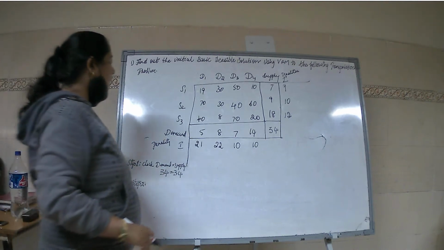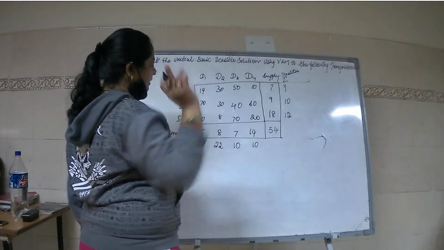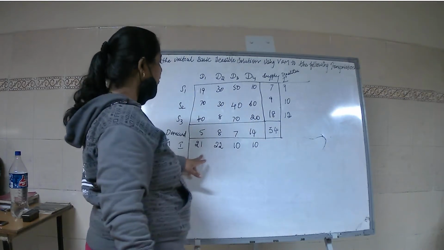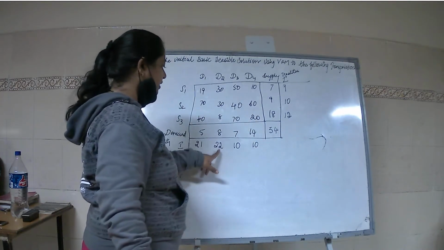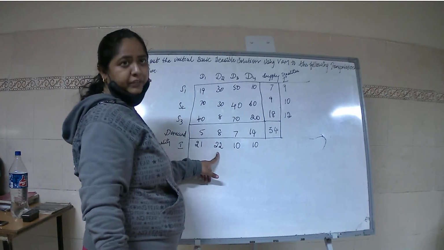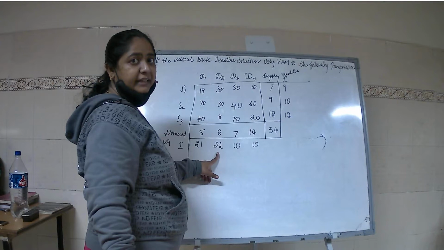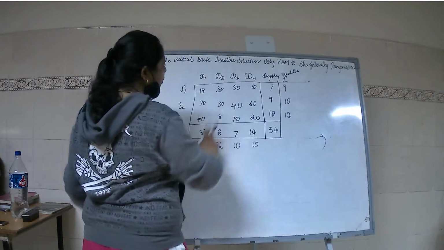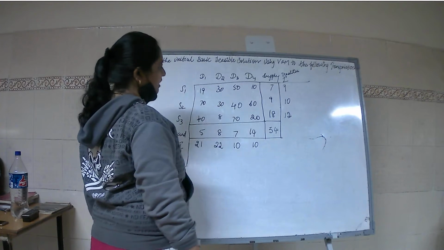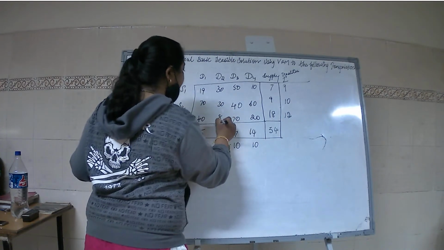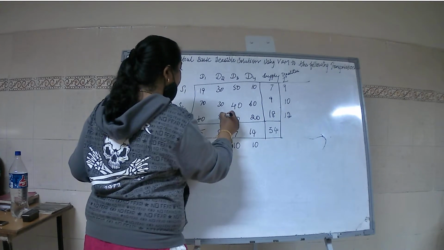Now we have calculated the penalties. Once we calculate the penalties, you need to check which is the highest penalty. So the highest penalty is 22. Yes, students, the highest penalty is 22. So in this, you need to check which is the minimum value. Here 8 is minimum.